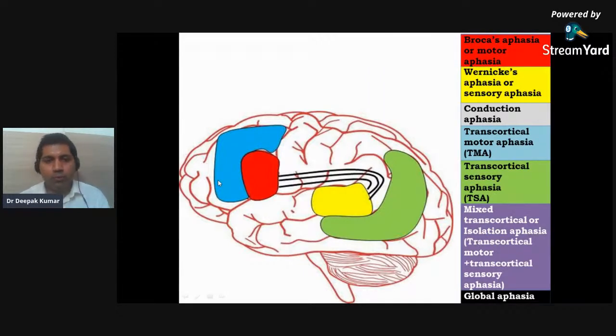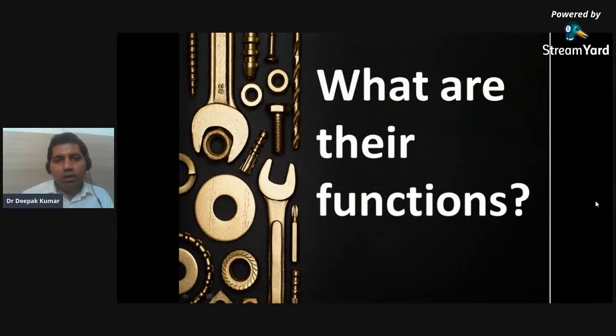Okay, this is for you. Everything is put in one place so that you can take a picture or screenshot of it and use it for future reference. Now, this is the area involved, and this is the presentation that's going to happen.